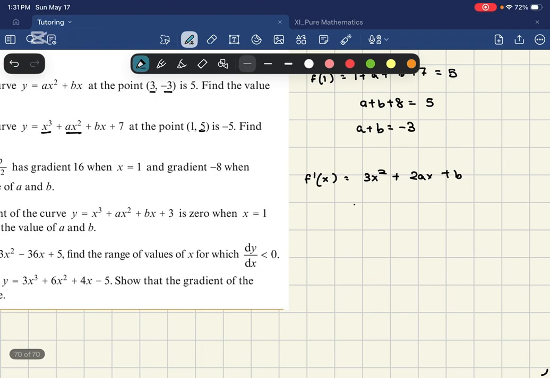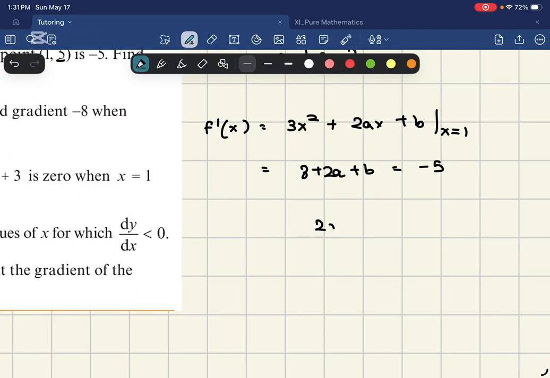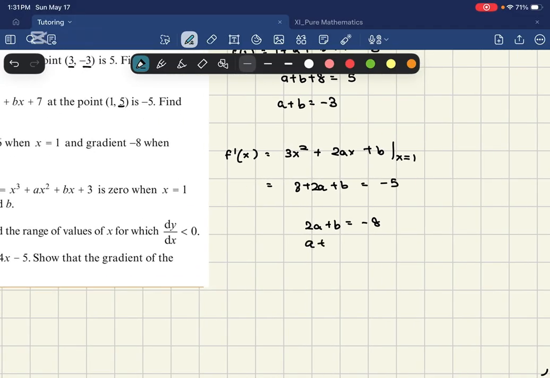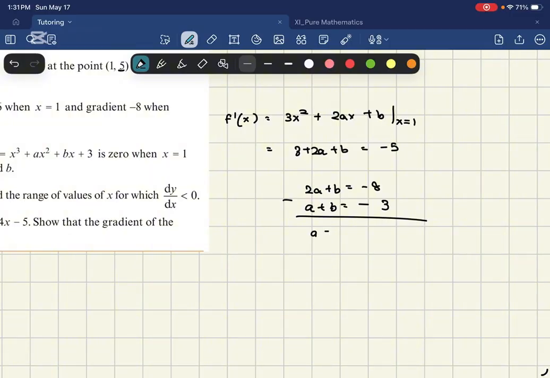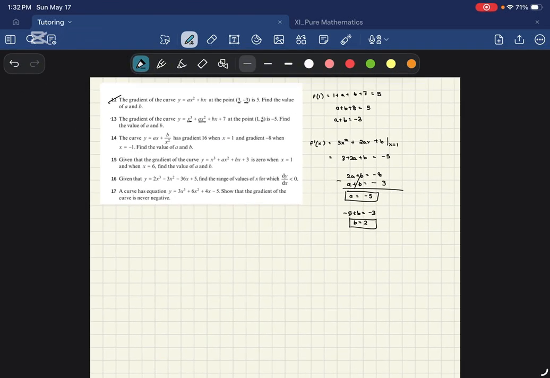And so if I substitute 1 here, at x is equal to 1, it gives me 3 plus 2a plus b. And that is going to be minus 5. So 2a plus b is going to be minus 8, and a plus b is going to be minus 3. So if I subtract these two equations, 2a minus a gives me a. b minus b cancels out, and we get minus 5 here. And if I substitute, I get minus 5 plus b is equal to minus 3. So b is positive 2. Alright, so we're done with 13 as well.